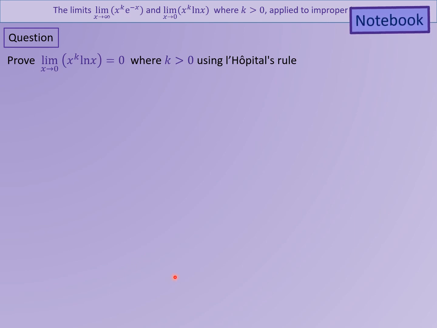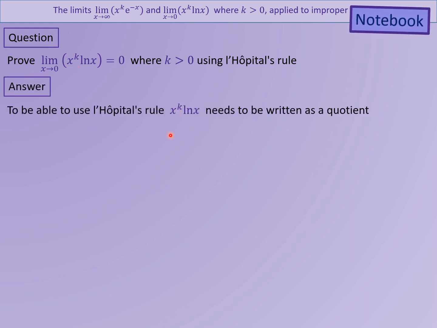Okay, so we're going to use L'Hopital's rule. But L'Hopital's rule says that you need to have a quotient. So how could I write this as a quotient? Well, the easiest way to write this as a quotient is by rewriting x to the power k as x to the minus k. If I have x to the minus k, then I could rewrite this function like this. Okay, and now I can clearly see that I've got a function on the numerator and a function on the denominator, and I'm okay to use L'Hopital's rule.